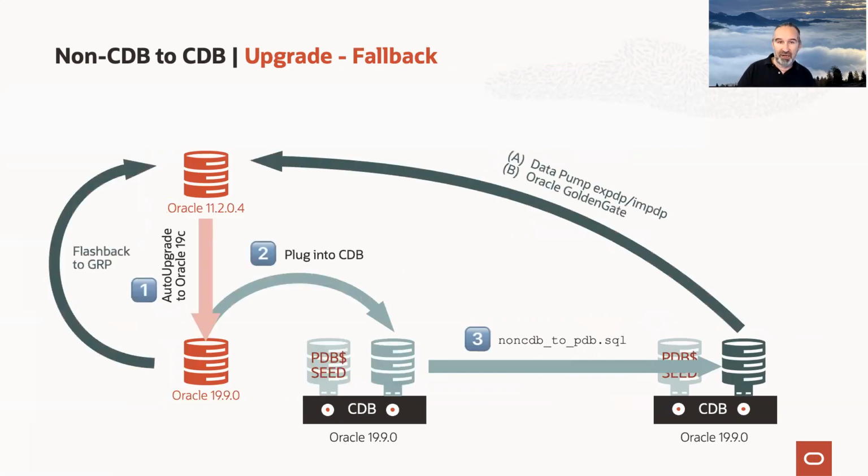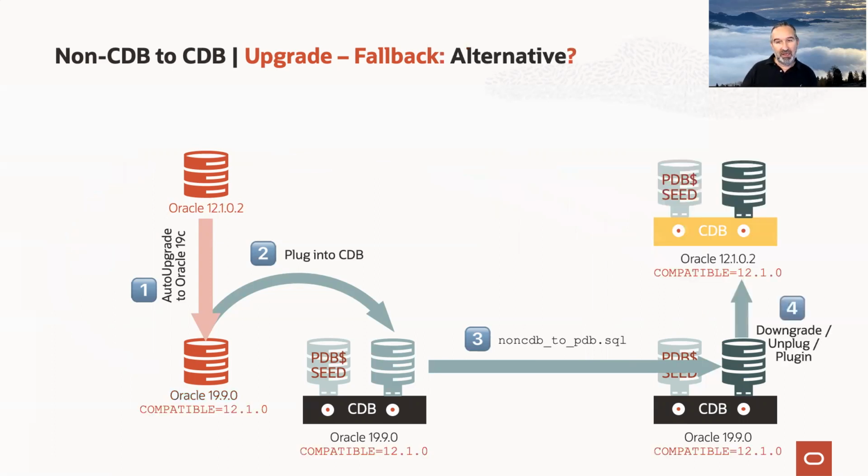We flash back to the guaranteed restore point. AutoUpgrade has this by default, or we would downgrade if you need to. But the struggle you may see is once you move to step 2, you have to go through step 3 as well. And if you want to go back now, you can basically just export/import and go back into your source. And if you need minimal downtime, you can put Oracle GoldenGate on top. There may be another alternative, but this doesn't bring you back into non-CDB. At least it brings you back in the same version, but already in CDB/PDB.